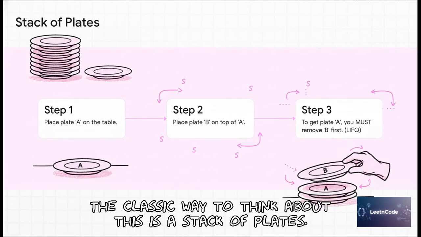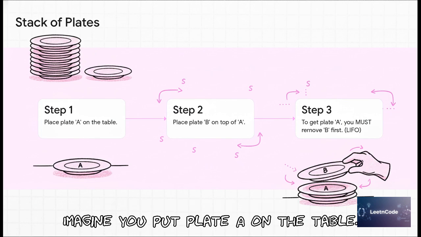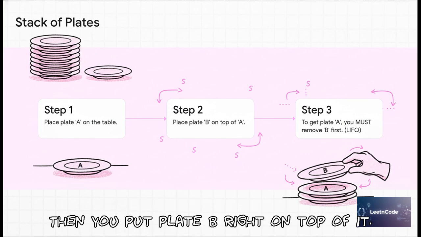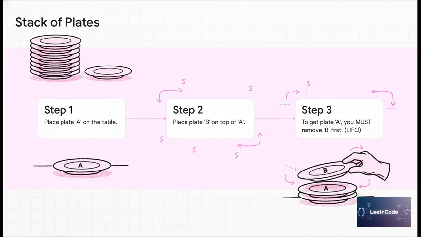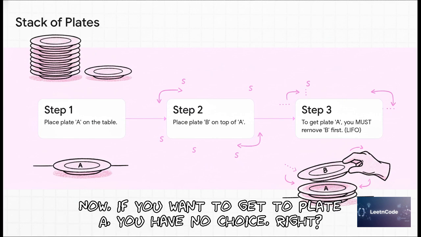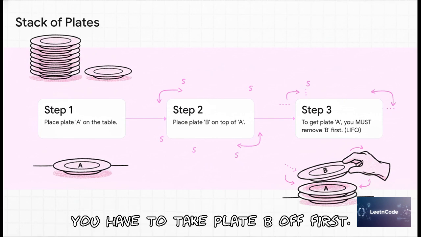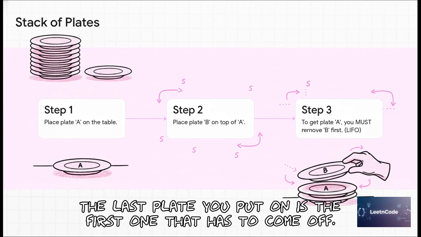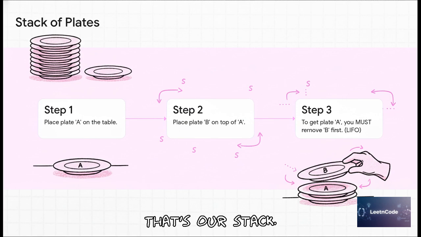You can't cheat, no grabbing from the middle, no sneaking something from the bottom, only the top. The classic way to think about this is a stack of plates. Seriously, imagine you put plate A on the table, then you put plate B right on top of it. Now, if you want to get to plate A, you have no choice, right? You have to take plate B off first. The last plate you put on is the first one that has to come off. That's LIFO. That's our stack.